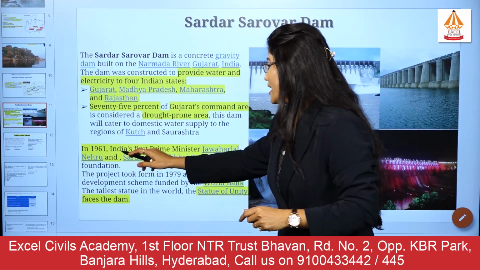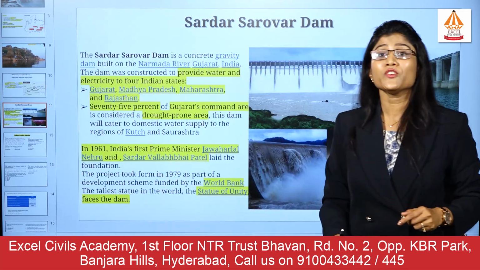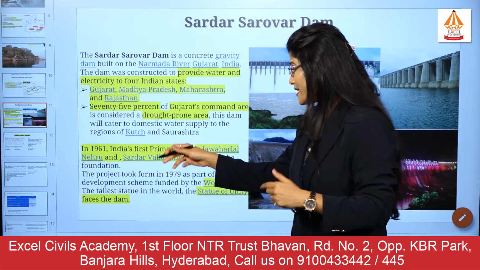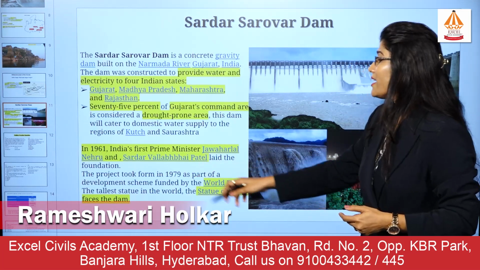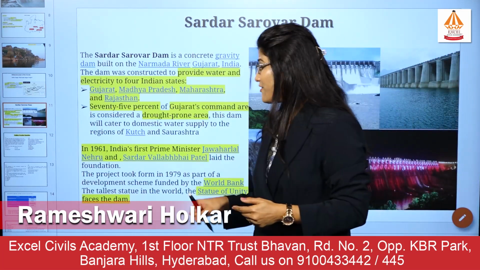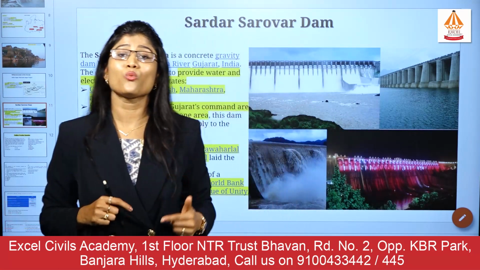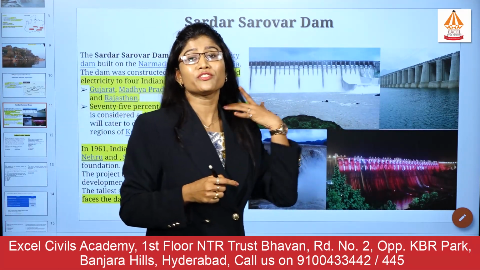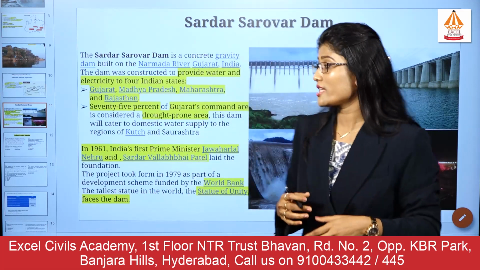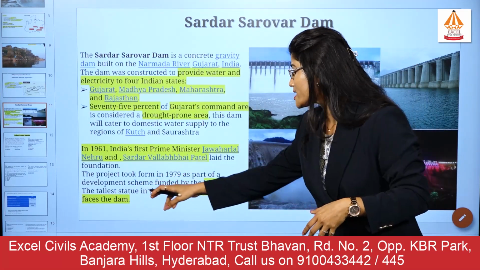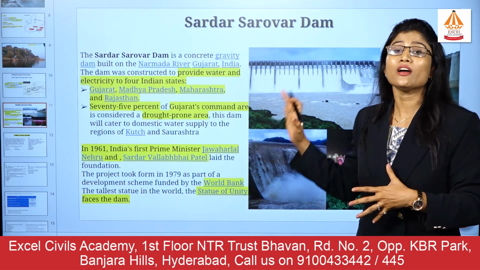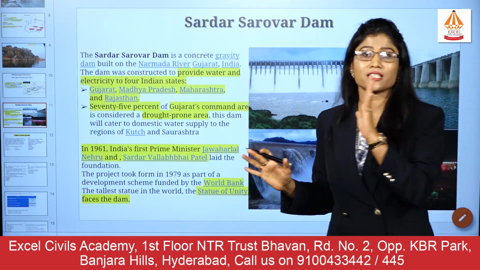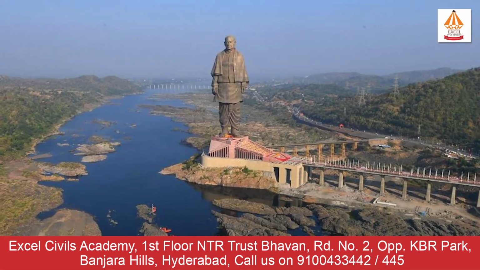So in 1961, India's first Prime Minister Jawaharlal Nehru, along with Sardar Vallabhbhai Patel, laid the foundation. And the development of this project started in 1979. Also the World Bank provided a certain amount of financial support for this project. And the world's tallest statue, the Statue of Unity, is located near this dam. It just faces that dam, that is the Sardar Sarovar Dam.